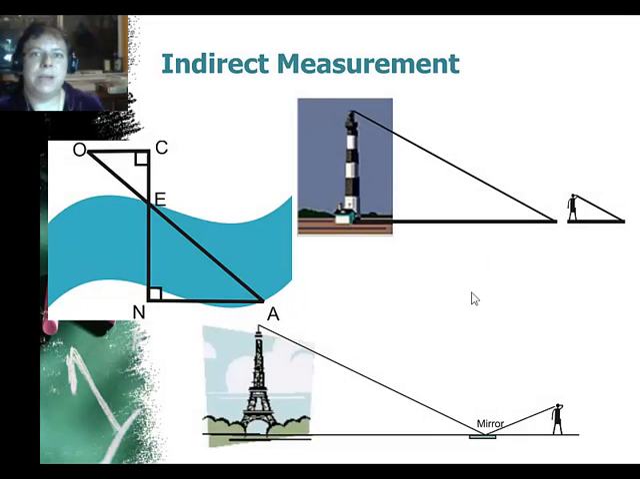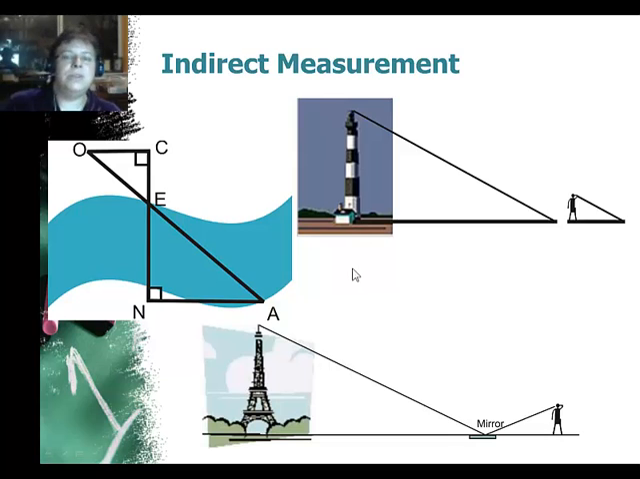Now, indirect measurement is another application that we have besides scale drawings. Scale drawings are a form of indirect measurement. So indirect measurement is using something else like a shadow or a geometric relationship to figure out what a measurement might be, because you can't actually go and measure it.